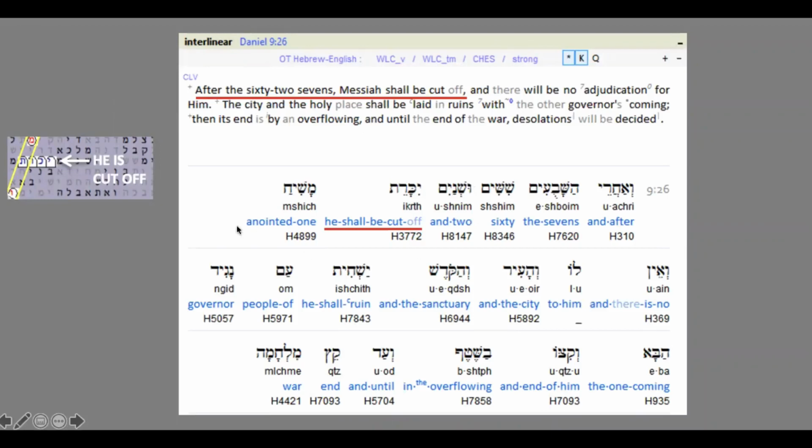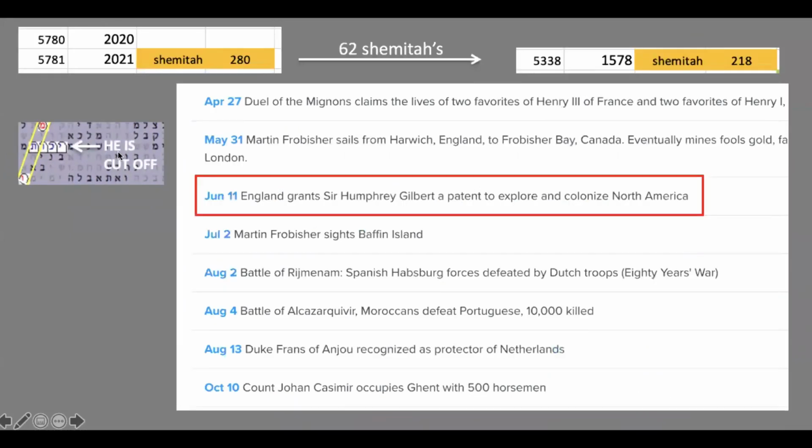I thought this was interesting, actually. I'm not sure if we covered this before, but it says, after 62 sevens, Mashiach shall be cut off and there'll be no adjudication. All right, so he shall be cut off, which we see in these tables. 62 Shemitahs is from the year that England granted the patent to explore and colonize North America to this year.